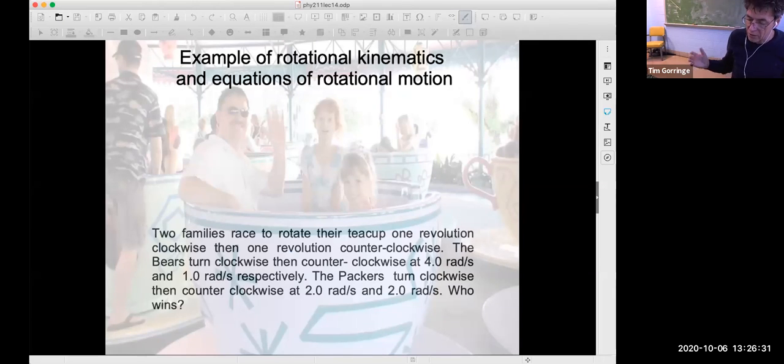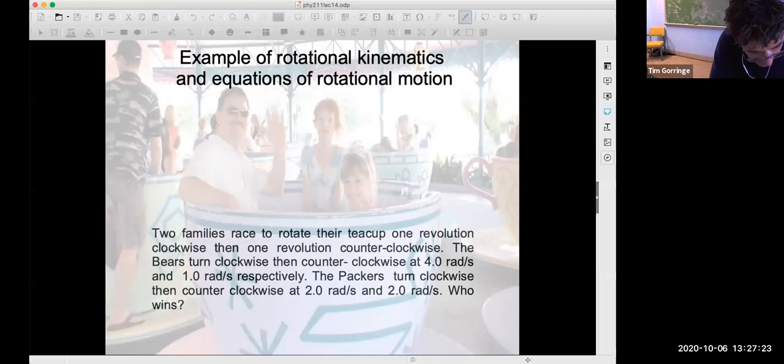Okay, I got a second question. This one's a little bit more complicated, but not much more complicated. But it's also about the equations of rotational motion that we just discovered in our description of rotational motion. So in this one, we're told we got two families now. Two families have gone to Disneyland or Disney World. I mean, you can't go there now because it's shut down, but two families had gone to Disney World or Disneyland, and they're going to have a race. What a good idea. They're going to race to turn their teacup. They're going to turn it one revolution clockwise and one revolution counterclockwise and see who can complete that fastest.